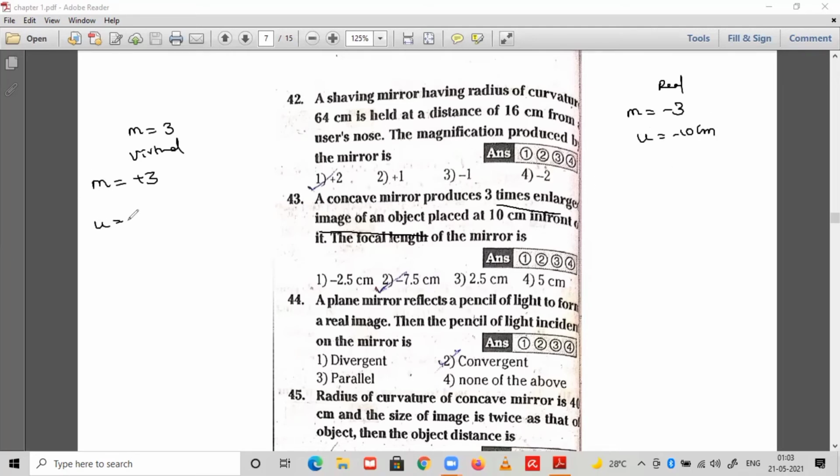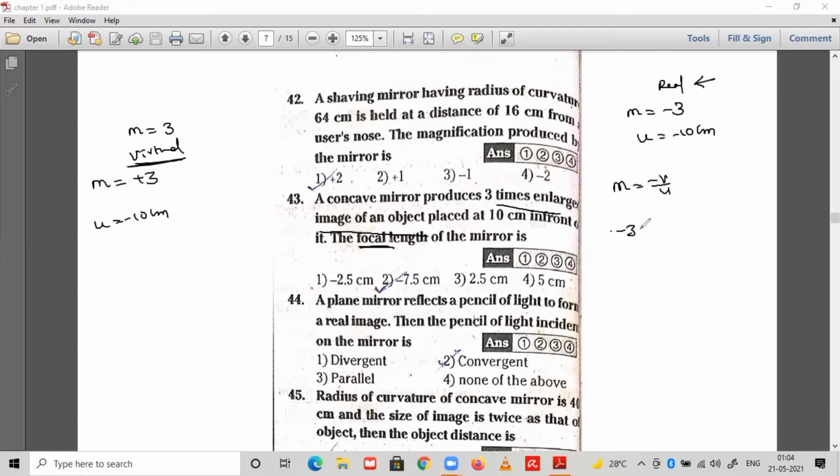The object distance is mentioned as 10 centimeters. Anyhow, it will be minus 10 centimeters only. Why? Because it will be placed outside the mirror. First, I will check with the real image. Then after, I will check with the virtual image. So m is equal to minus v by u. The question is asking to find the focal length. So for that purpose, I'm going to find the image distance. Then after, by using the mirror formula, I will find the focal length.